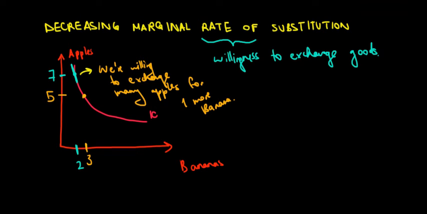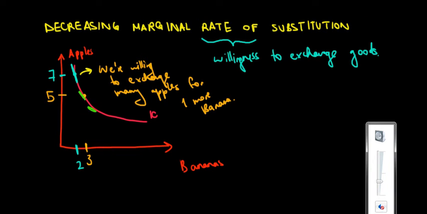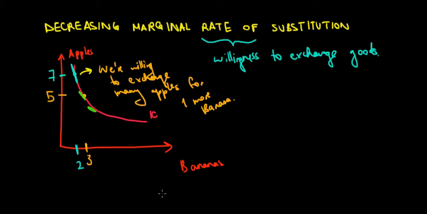Now let's move along the curve and see what's happening further on. So the slope is becoming more flat. It's becoming more flat over here. And as we move along the curve, the slope to the indifference curve is becoming horizontal. It's becoming pretty flat. What does that mean? That means that we're willing to exchange less apples for one more banana.